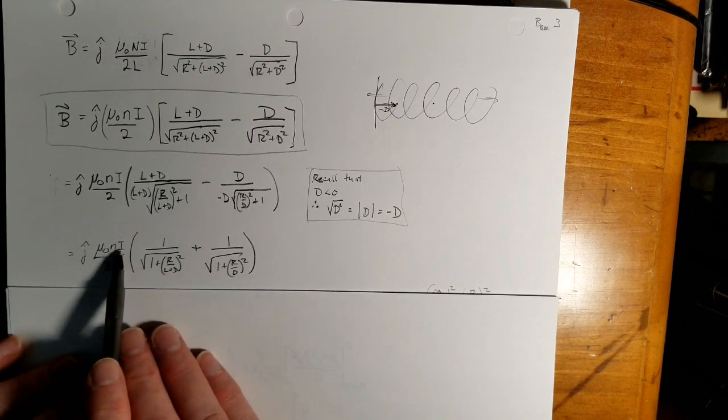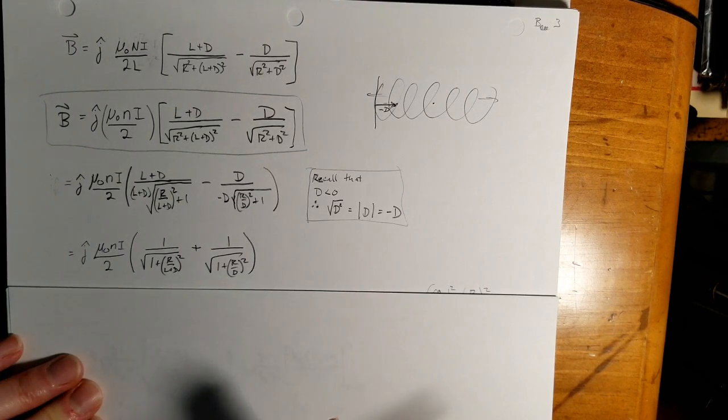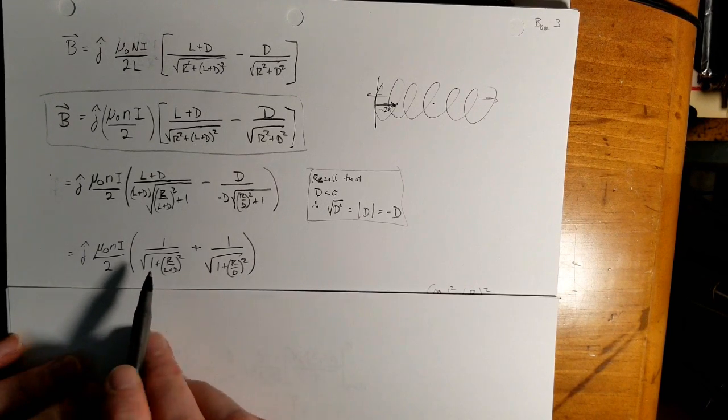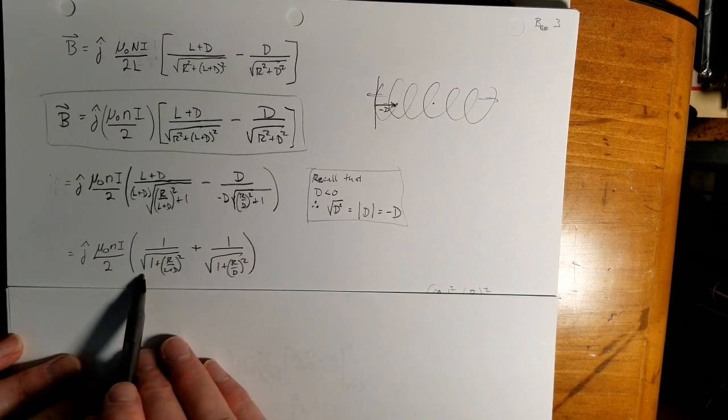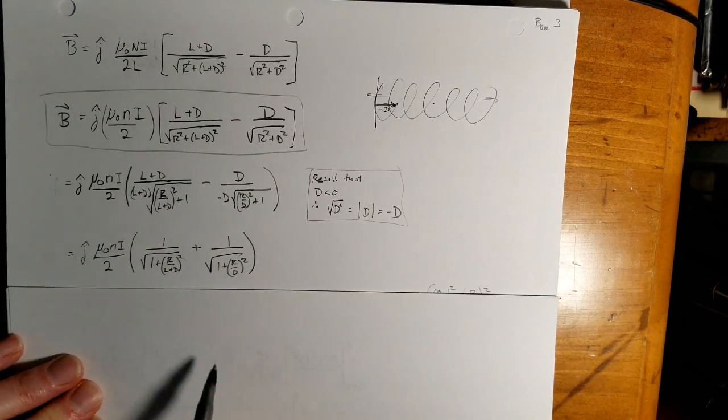So we end up with mu naught little n I over 2. And again, this current is not the total current running through my loop, but the current that is going through the wire. And the L plus D's cancel out, the D's cancel out, so I'm left with this.